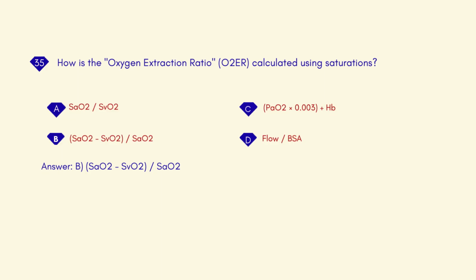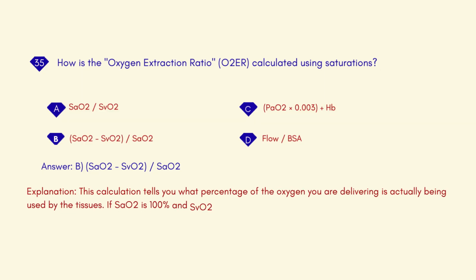(SaO2 - SvO2)/SaO2. Explanation: this calculation tells you what percentage of the oxygen you are delivering is actually being used by the tissues. If SaO2 is 100% and SvO2 is 60%, the O2ER is 40%, indicating a high demand or low supply.